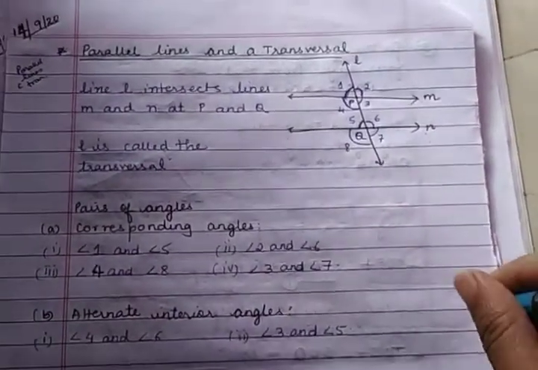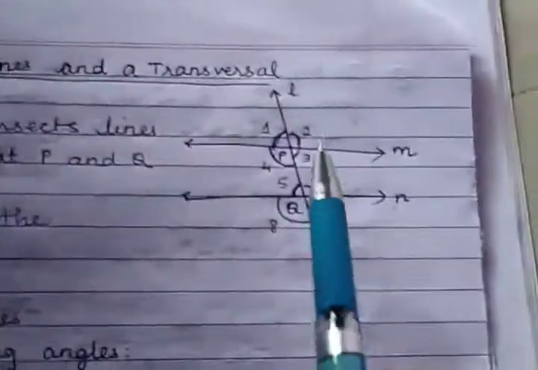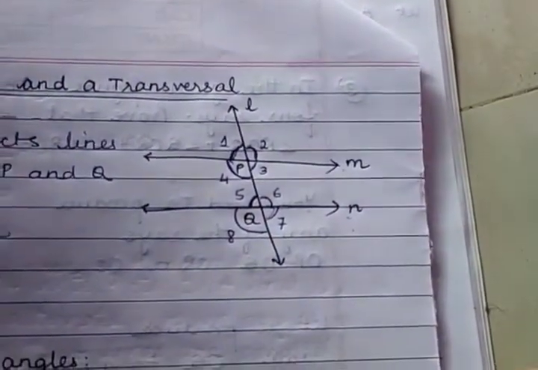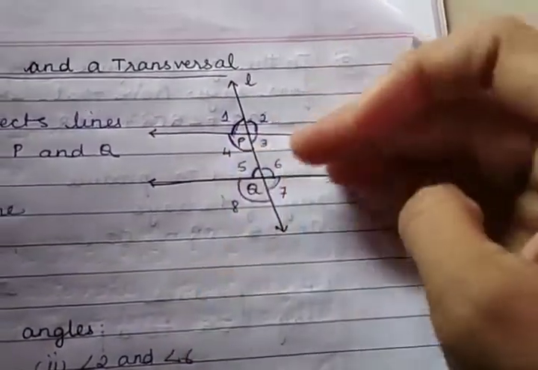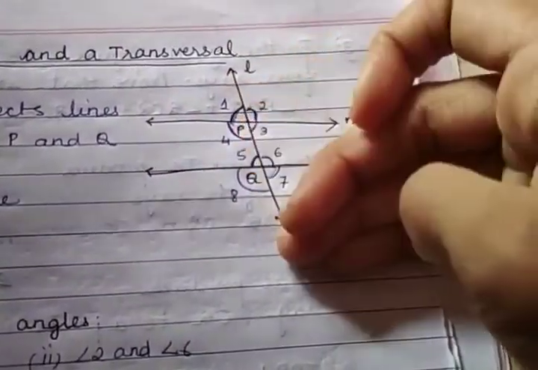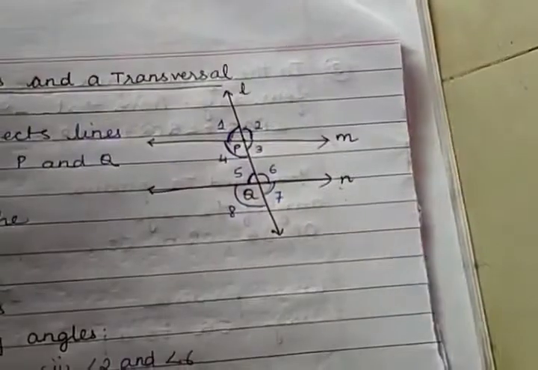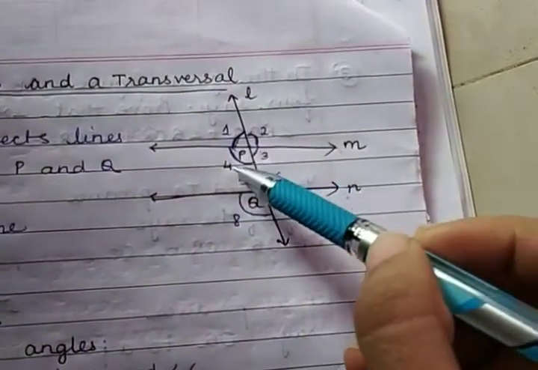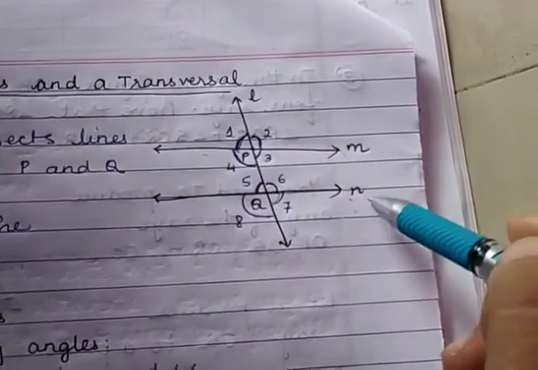Then the next pair of angles is alternate interior angles. Now if you look at this figure, whatever lies inside these two lines will be your interior angles, and whichever lie outside these lines will be your exterior angles. So angles 1 and 2 are in the exterior, and 8 and 7 are in the exterior. Angles 4, 3, 5 and 6 are in the interior of the two lines.